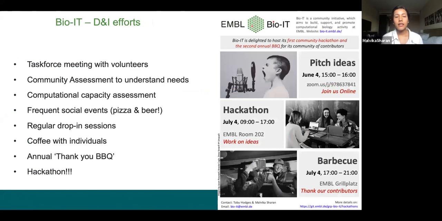Other diversity and inclusion efforts are task force meetings with volunteers. These volunteers come in and tell us what kind of resources they require and how they can offer it to others. Then we also do a lot of community assessment in order to understand the needs of other people in the community. Then we have computational capacity assessment in order to understand where people are lacking. We do a lot of social events and regular drop-in sessions. We sit down with individuals to have coffees and talk to them. And then every year we have an annual barbecue and hackathon to build something together.